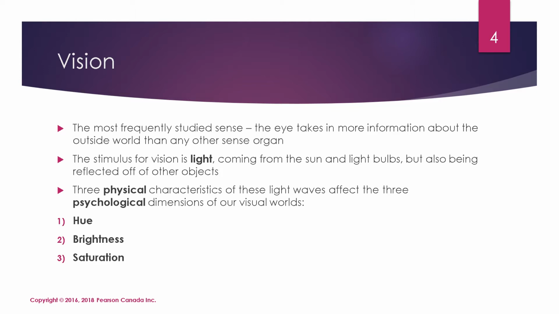There are three physical characteristics of these light waves that affect the three psychological dimensions of our visual worlds. We'll talk a little bit about each of them. We have hue, which refers to the color name when we describe the color that we're seeing. We have brightness, which refers to the intensity, and we have saturation, which is a little trickier, but refers to how rich the color is. I'll talk a bit more about that in a minute.